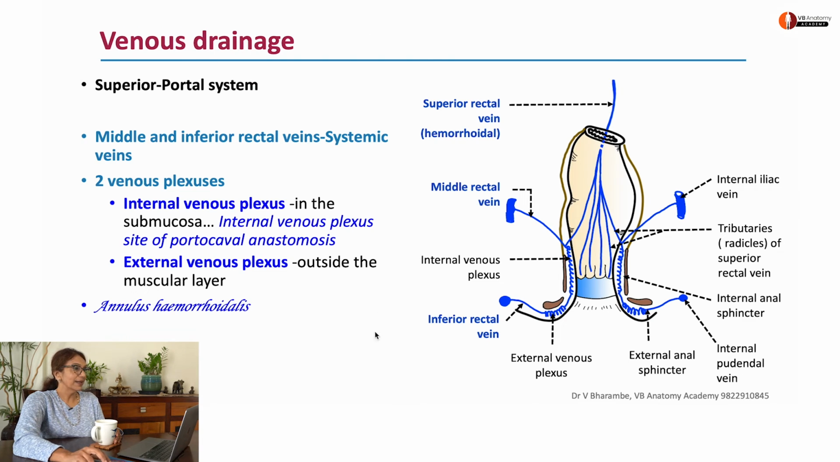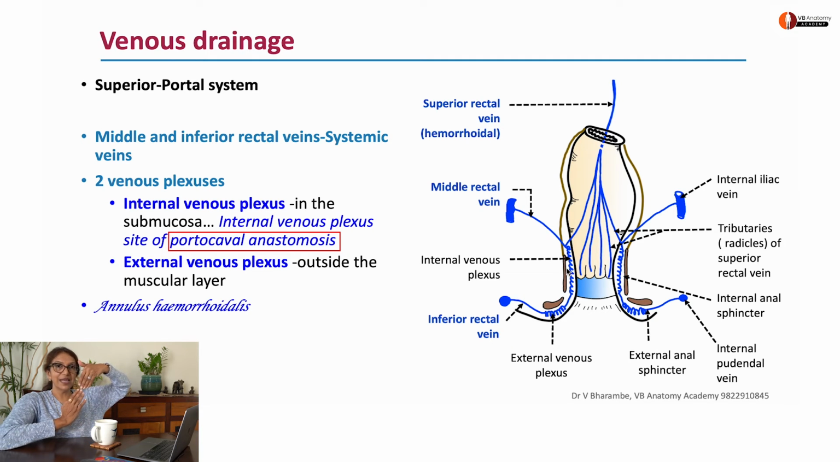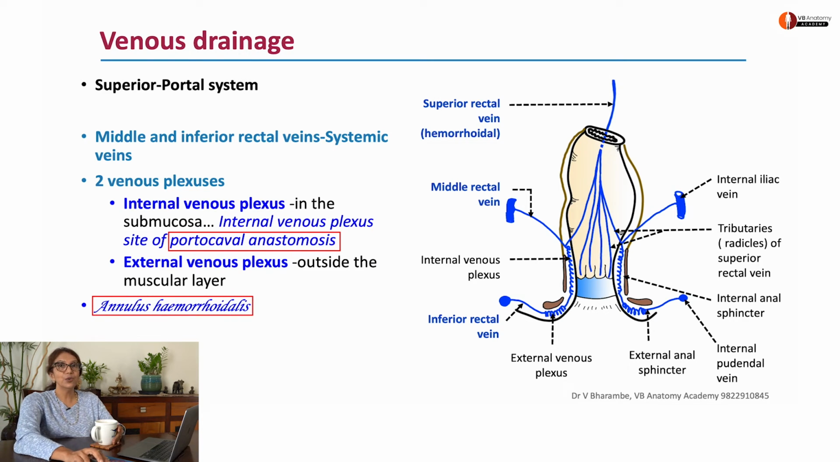So you find that the superior rectal vein drains into the portal system, the middle and inferior rectal veins drain into the inferior vena cava, and therefore your internal venous plexus here becomes the site where the portal and the caval blood vessels meet, a site of portocaval anastomosis. This lot of blood vessels which are found in the wall of the rectum, in the form of a ring, form what is called the annulus hemorrhoidalis.